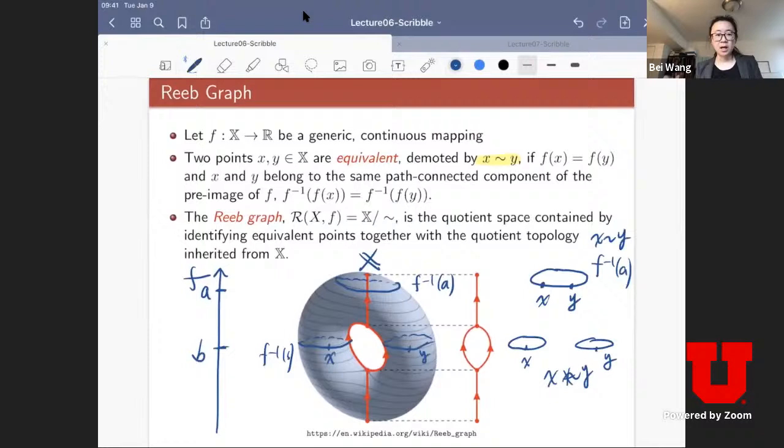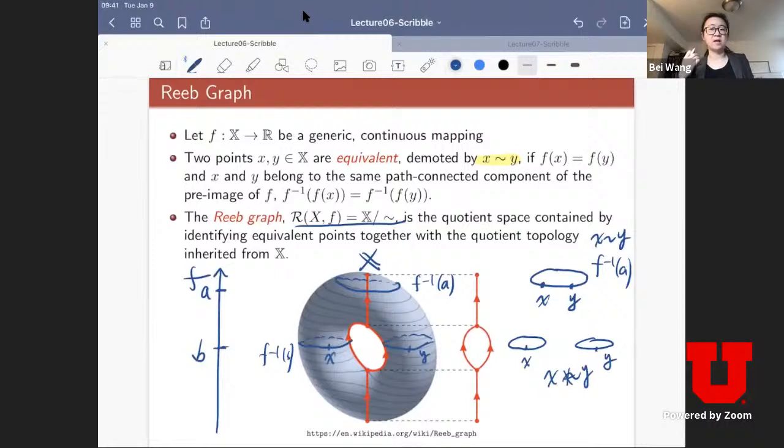And now, the Reeb graph is this quotient space. What do I mean by quotient space? Okay, intuitively, this quotient operation is to say, I'm going to identify all the points that are considered to be equivalent into a single point. That is really what a quotient operation means. When you quotient something based on some equivalence relation, it is to say, I'm going to treat them as if they are equivalent to each other. Therefore, I can shrink them to a single point.